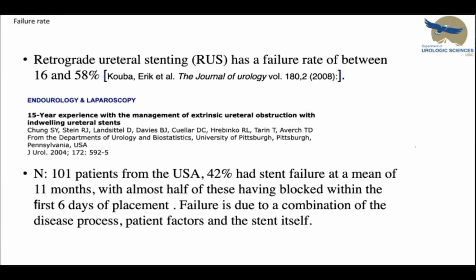The failure rate with retrograde ureteric stents in malignant ureteric obstruction in the literature has been found to be between 16 and 58%. This is an interesting study by Chung and colleagues, a 15-year experience with malignant extrinsic ureteral obstruction with indwelling ureteral stents. Of 101 patients from the US, 42 patients had a stent failure at a mean time of 11 months, with almost half of these having blocked within the first 6 days of placement. Failure was due to a combination of disease process, patient factors, and the stent itself.